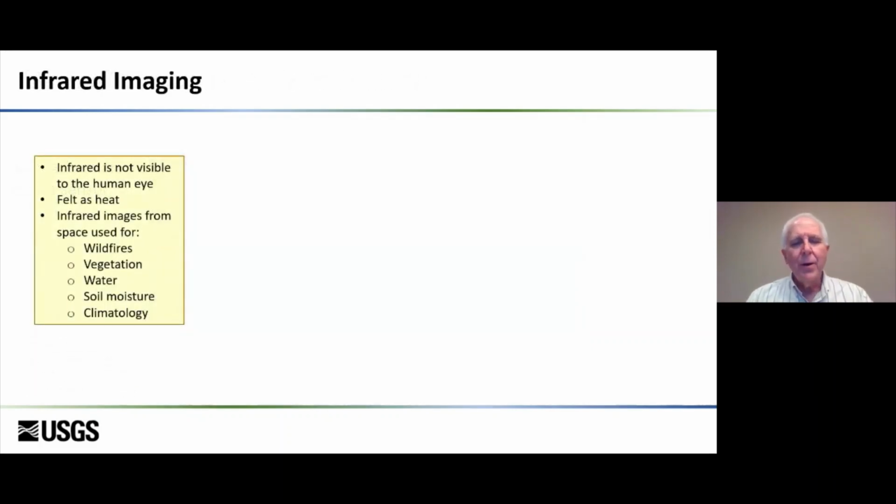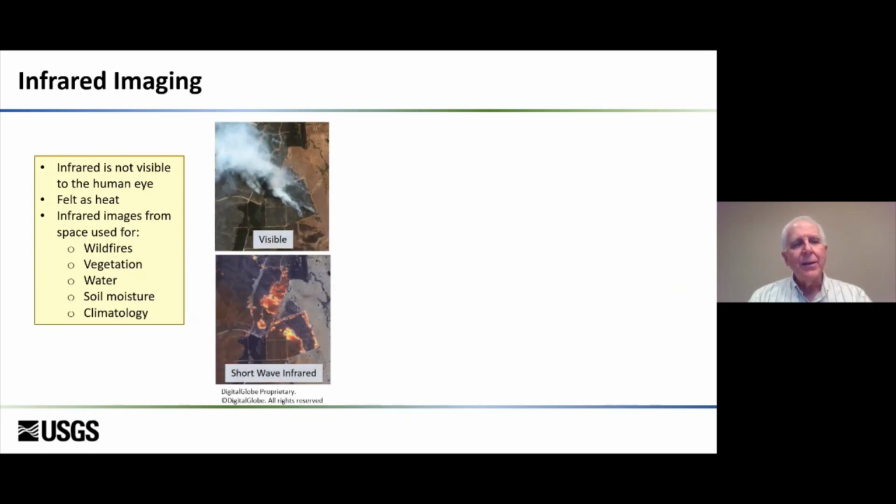Okay, so another important type of remote sensing is infrared imaging. Now, this cannot be seen by the visible eye. It's actually more felt as heat, but within the earth sciences, it's very important to help us detect wildfires, to study the health of vegetation, to look for water and to study water, soil moisture, climatology, amongst other examples.